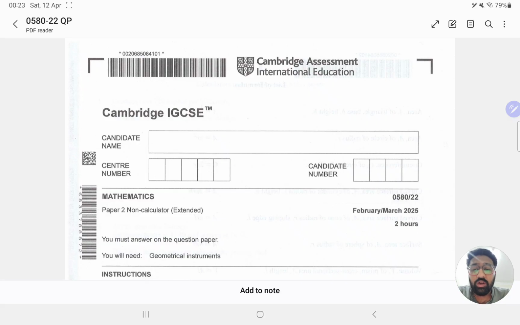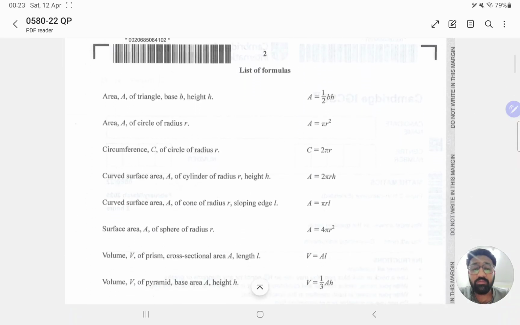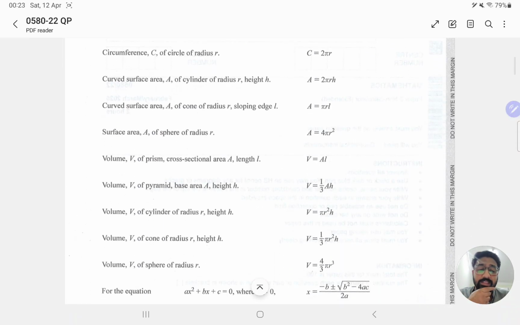Let me just recall that this is the first paper 2 that was being conducted as a non-calculator version. So let's solve it and see what the questions were about. The formula sheet is given as it was there in paper 4.